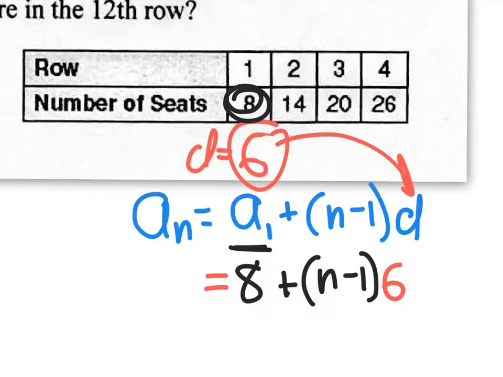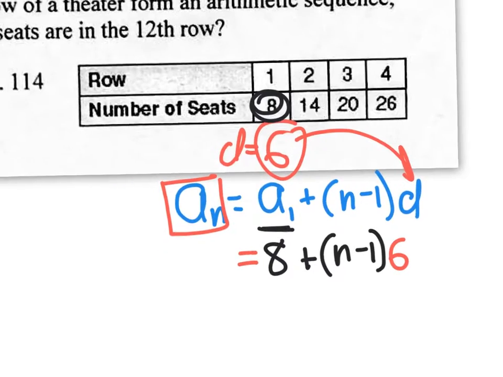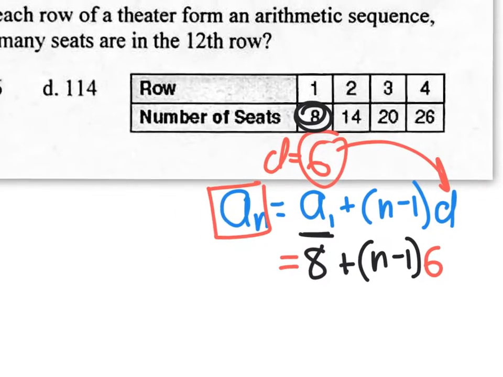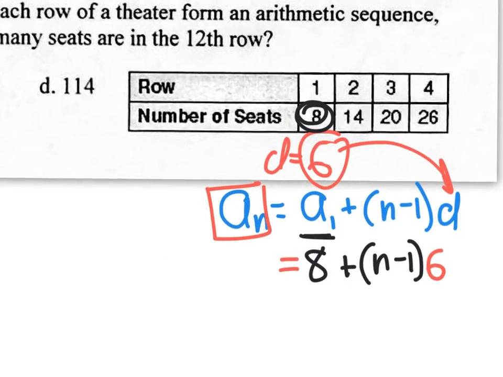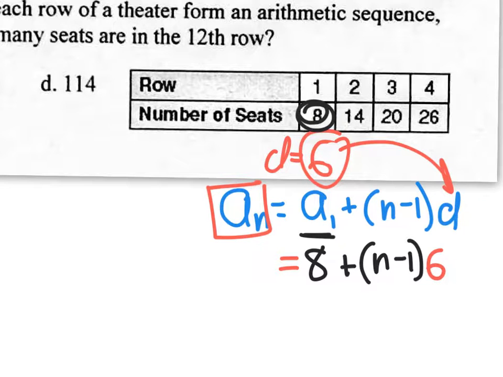Now, the a sub nth term over here, they're asking for what number? The 12th row. So what they want you to do is input 12 right into the n. So it's going to be 8 plus 12 minus 1 times 6.